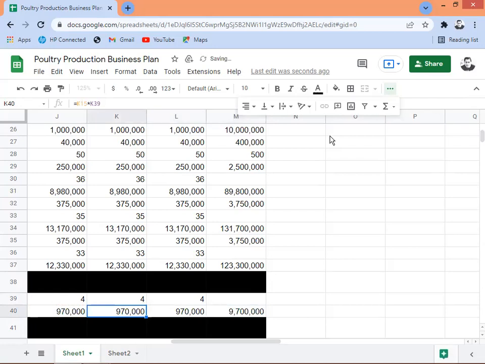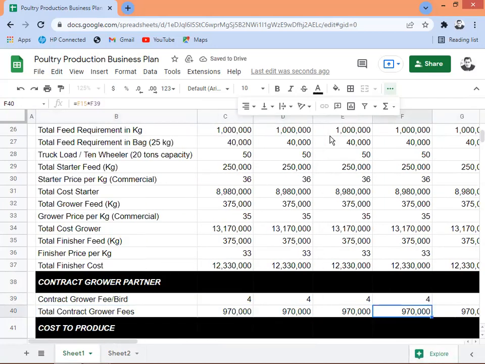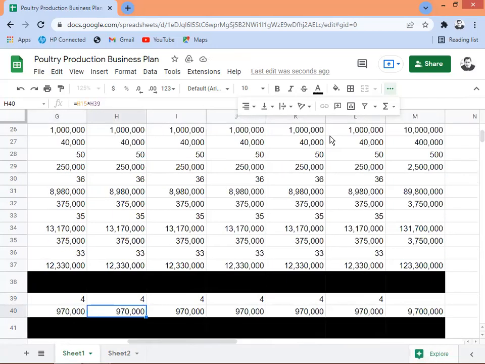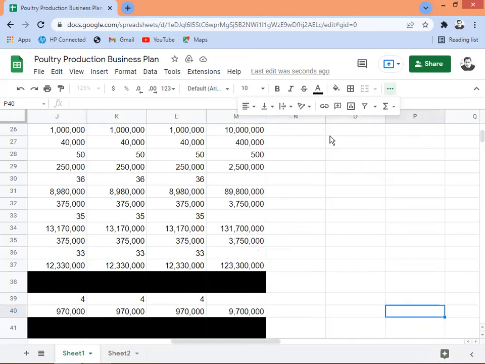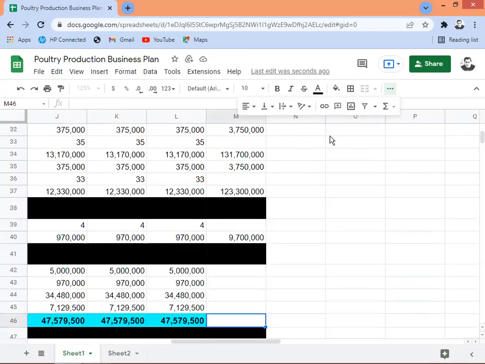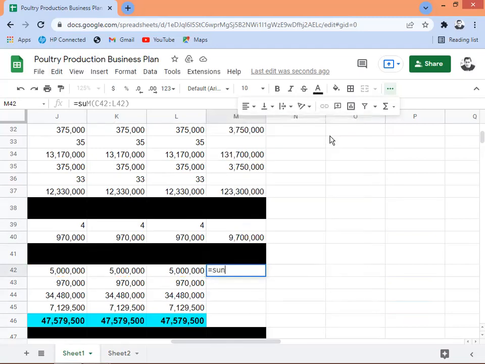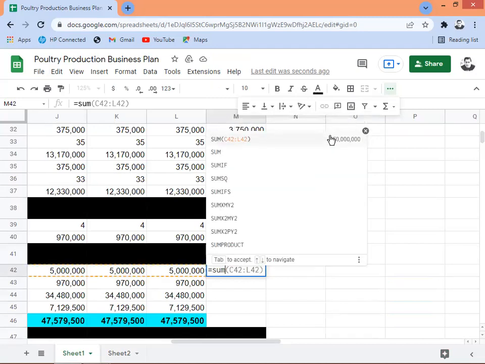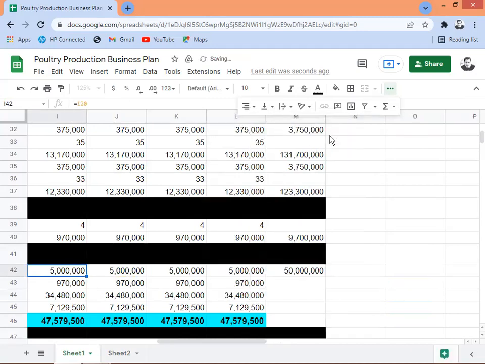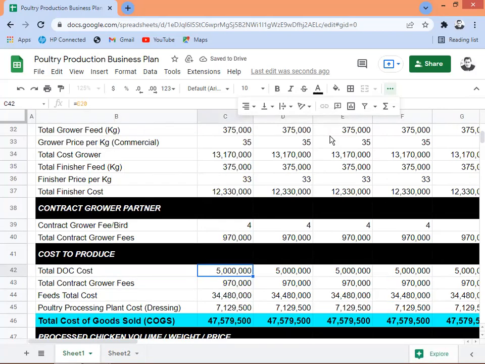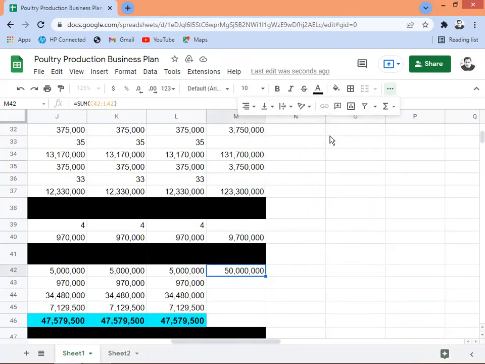But this one is the total cost rather of contract grower fees. And then let's go to the next one. 5 million rather. What is this? Sum. 50 million, what is 50 million? DOC cost, the day-old chicks cost. And the next one, I'll just copy it.